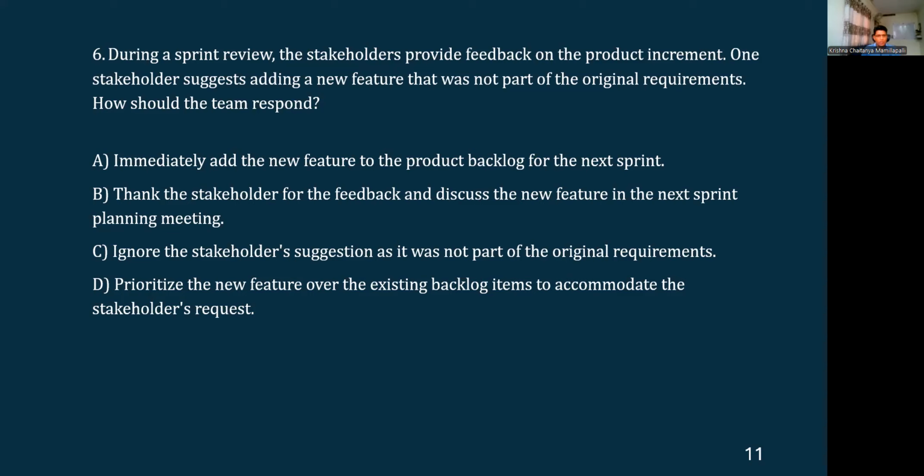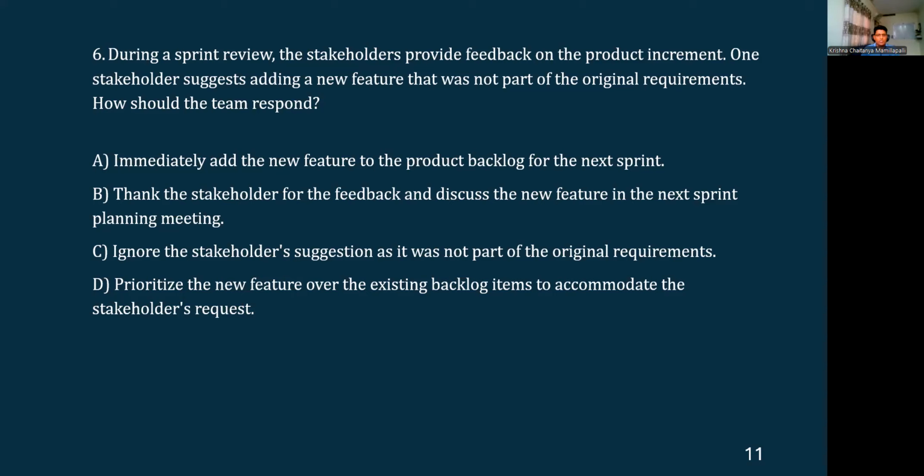Okay. And looking at the next one, thank the stakeholder for the feedback and discuss the new feature in the next sprint planning meeting. This could be the right approach. Yes. So during the sprint review, whatever feedback the stakeholder is providing should be welcomed. And if possible, it should be added to the product backlog. However, whether it fits into the next sprint backlog or not should be discussed in the upcoming sprint planning meeting. So yes, this could be the right answer, but let's finalize after going through the next two options.